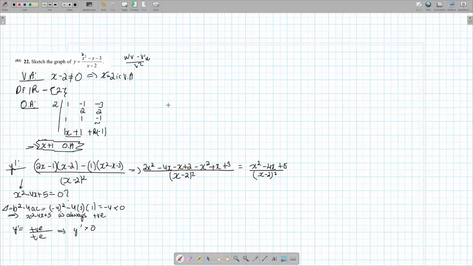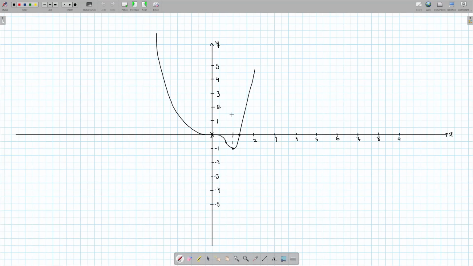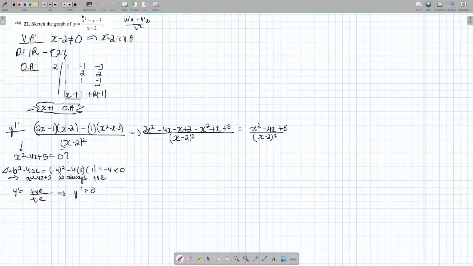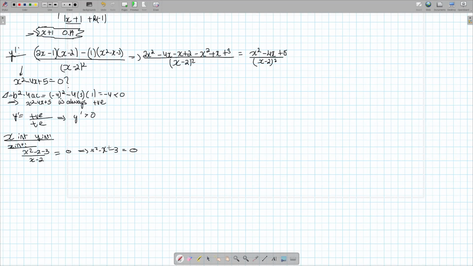But for the easy ones, like the previous page over here, you need to find y double prime. This is very easy. Let's find the x and y intercept, and then we graph. The x intercept in this case would be y equals 0. My original was x squared minus x minus 3 over x minus 2. When does it equal 0? When the numerator, x squared minus x minus 3, equals 0.